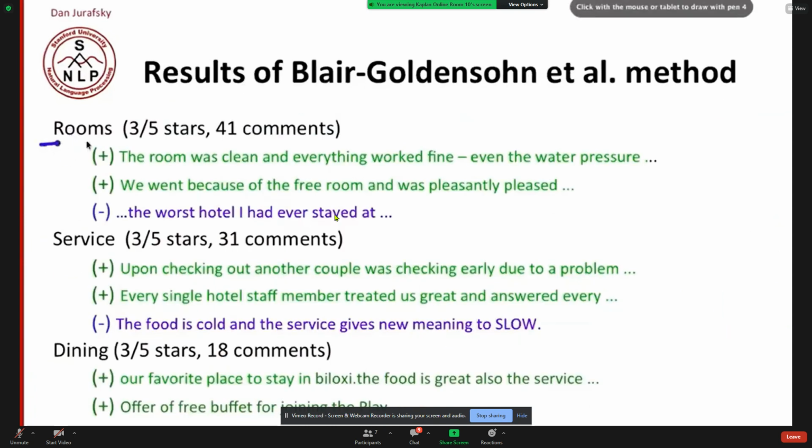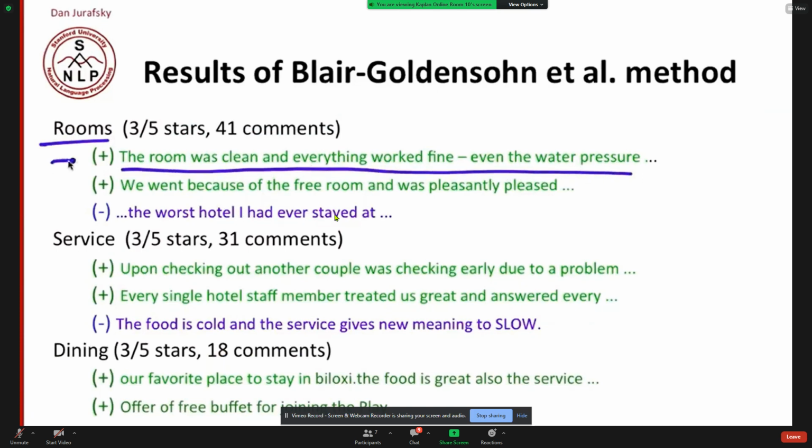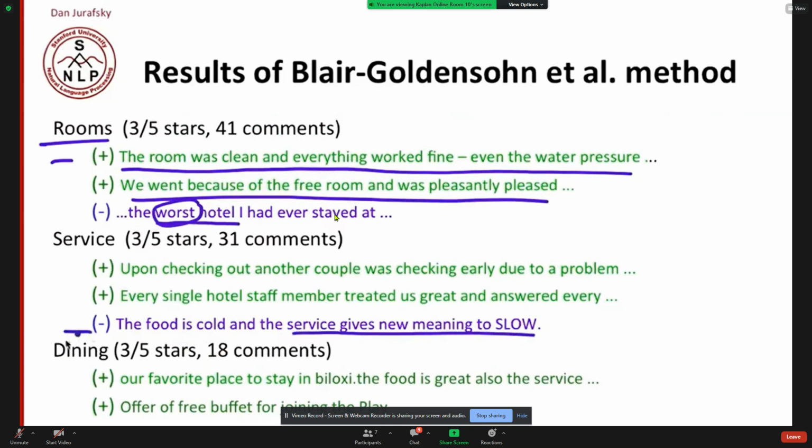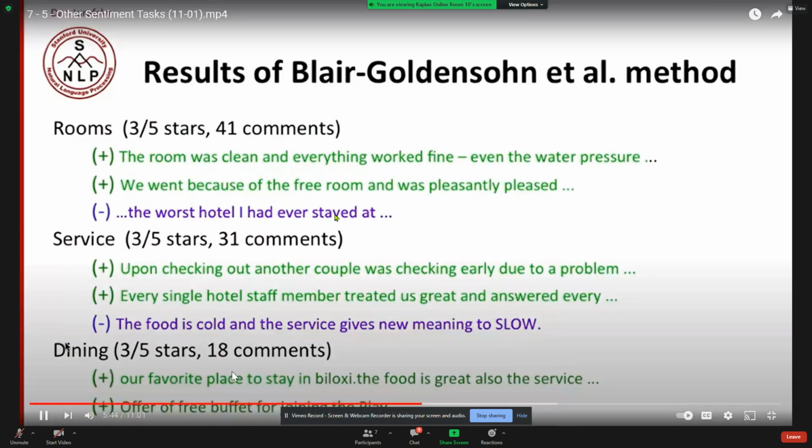And here's an example of what you might get as the final summary. So maybe for a hotel, for rooms, we might get that this sentence, the room was clean and everything worked fine, is positive sentiment, another positive sentiment. Here's an example of negative sentiment. So we first figure out that worst is a negative sentiment, and then we might extract from somewhere in here that there's some mention of rooms. And similarly for service, we might see service gives new meaning to slow, and that's negative.